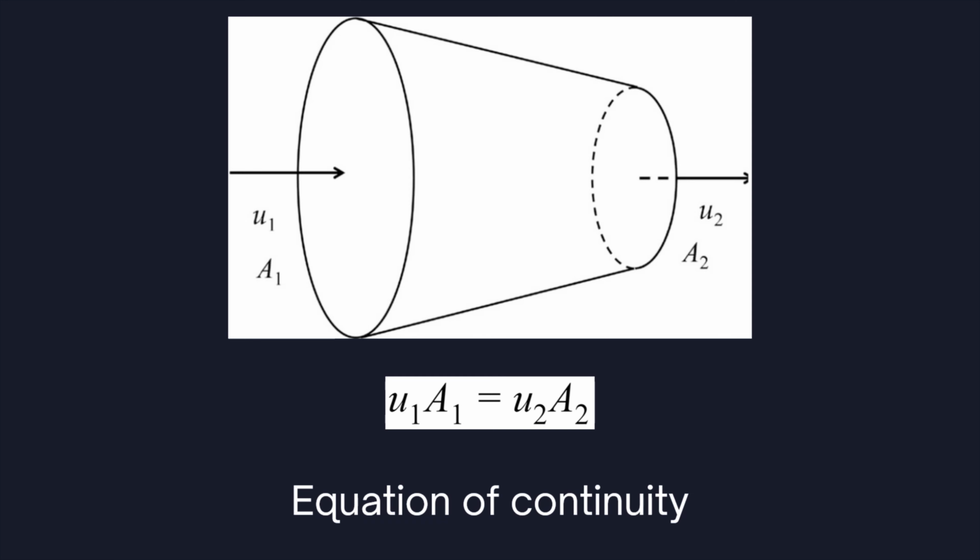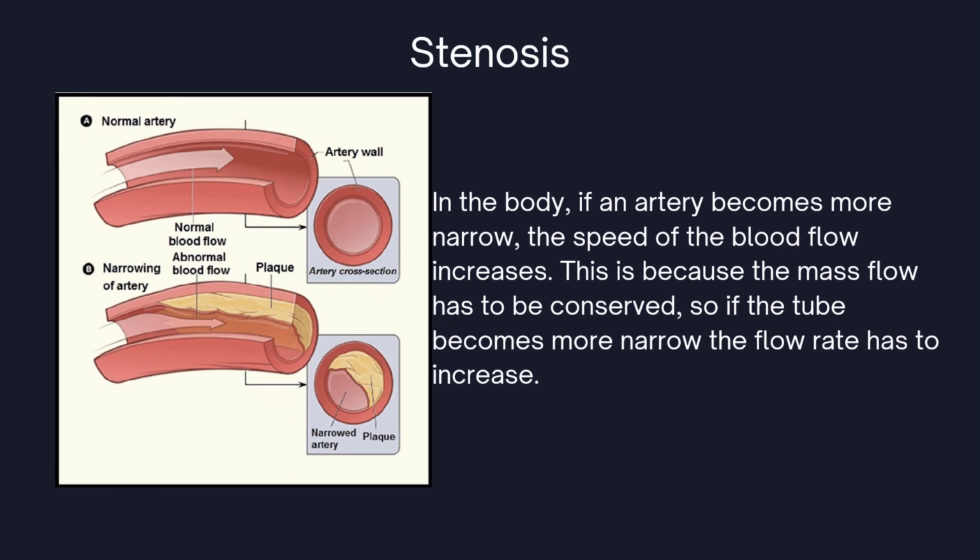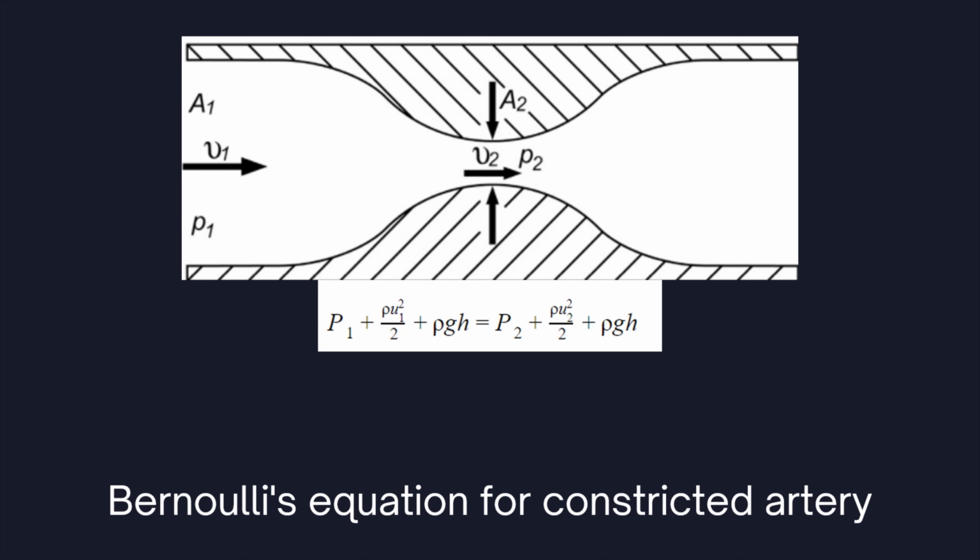Now, in the body, if an artery becomes more narrow, the speed of the blood flow increases. This is because the mass flow has to be conserved, so if the tube becomes more narrow, the flow speed has to increase. This constriction usually occurs in those with arteriosclerosis, where plaque builds up in the arteries, thereby constricting blood flow. In addition, Bernoulli's principle states that as the velocity of the fluid increases, the pressure decreases, which we can see in this equation.